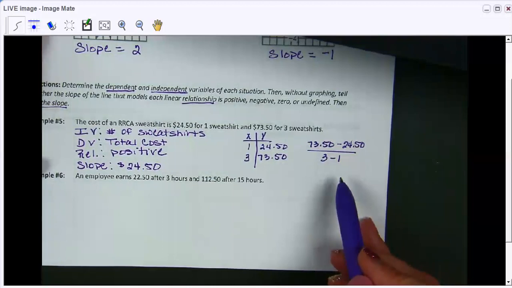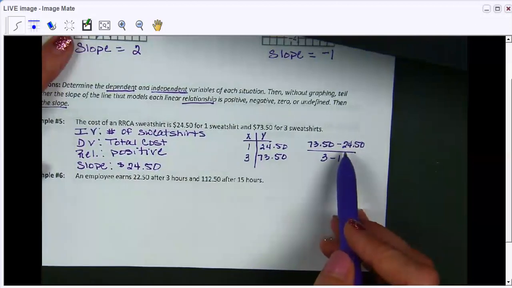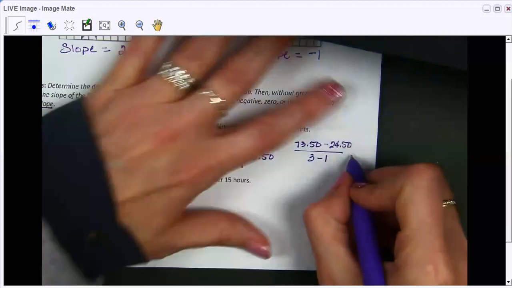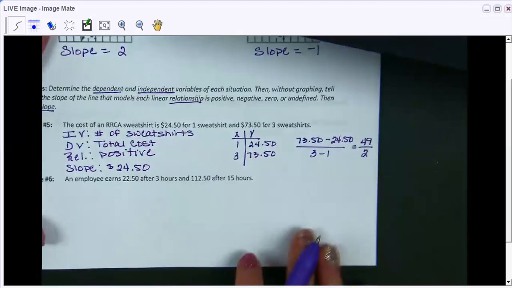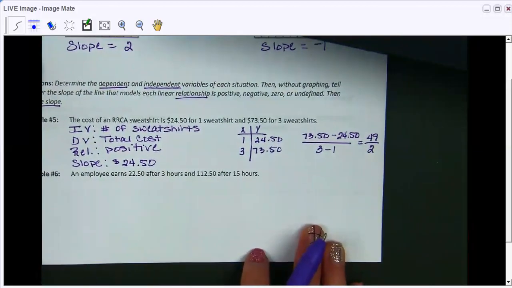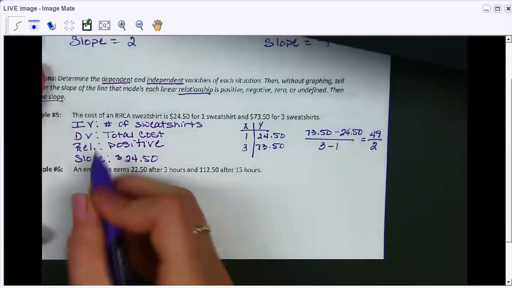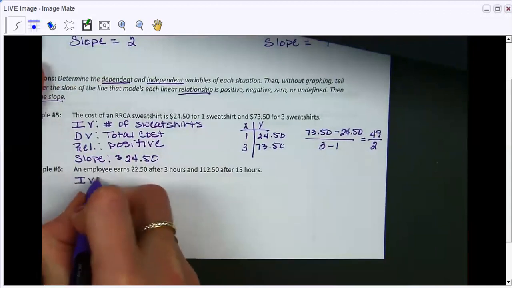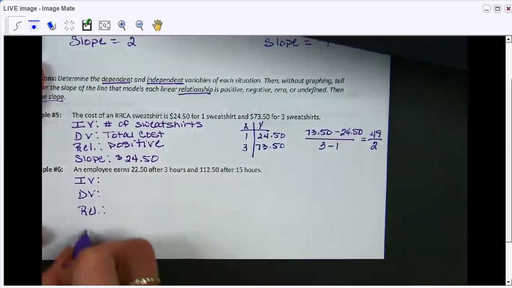No. Okay. Yeah, you're going to get the same thing. You're going to get $24.50. So 24, 34, 44, 54, 64, 74. So it's like 49 over 2. And 49 divided by 2 would be $24.50. Okay, so I want you to try the next one on your own. So independent, dependent, elevation and slope. Okay.